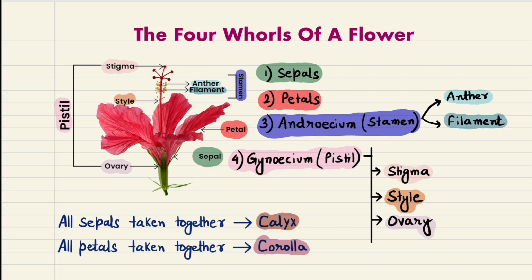The important concept that is often asked is: what are the four whorls of a flower? This is a very common question starting from grade 8 all the way up to grade 10. The four whorls of a flower are the sepals, the petals, the androecium, which is also called stamen, and the gynoecium, which is also called the pistil. Let us understand where these parts are located.